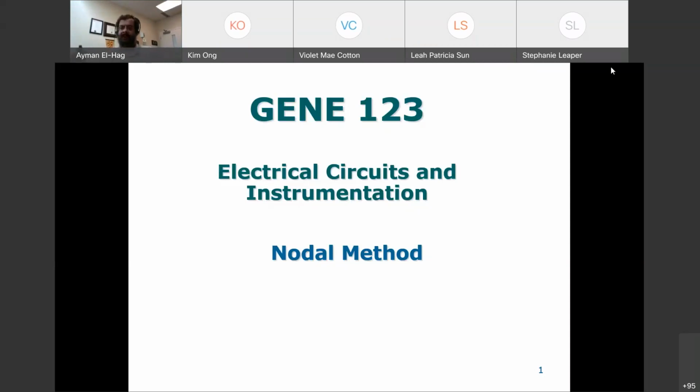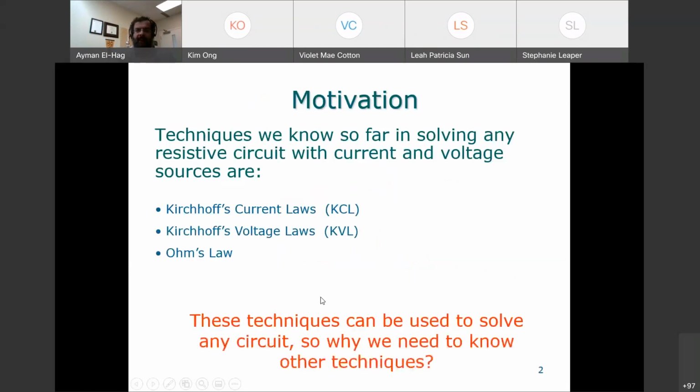Okay, so let's start our lecture today, which is about nodal analysis, or the nodal method. This is basically a technique that can be used to analyze circuits. And definitely a question will now be raised, which is the following.